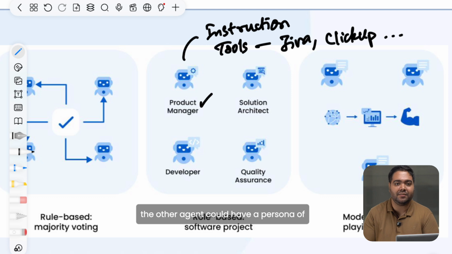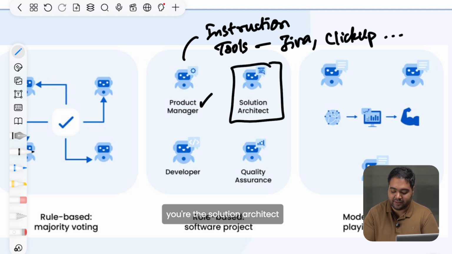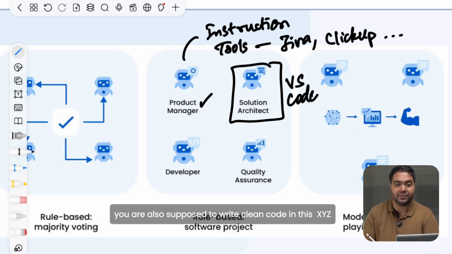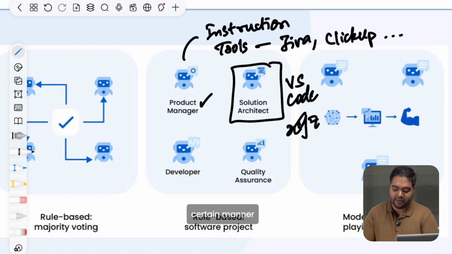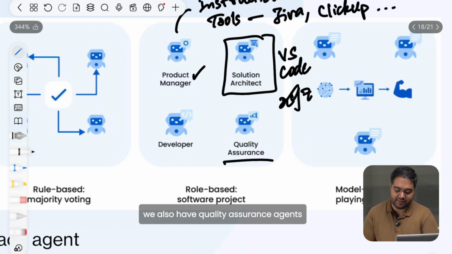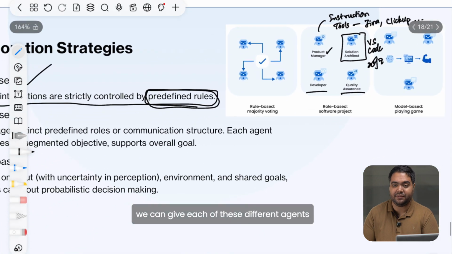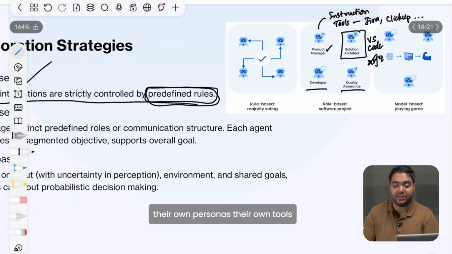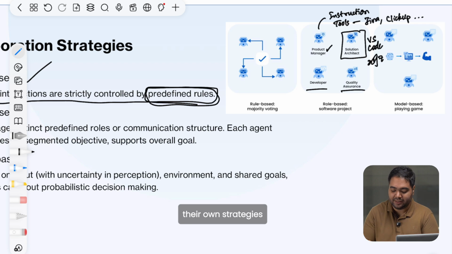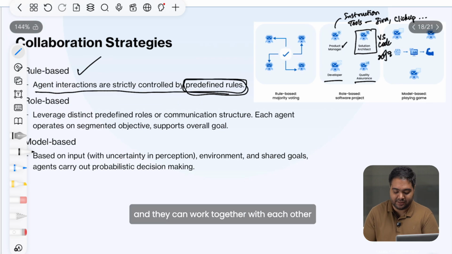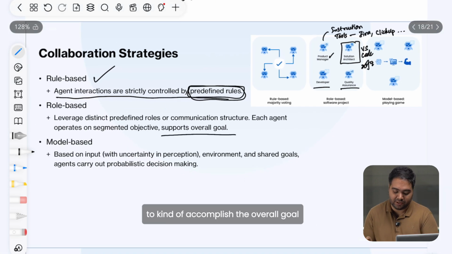The other agent could have a persona of, let's say, a solution architect, that, hey, you're the solution architect, you have access to VS Code, you are also supposed to write clean code in this XYZ certain manner. We also have quality assurance agents, a developer, and so on. So what we can do is we can give each of these different agents their own personas, their own tools, their own strategies, and they can work together with each other to accomplish the overall goal.